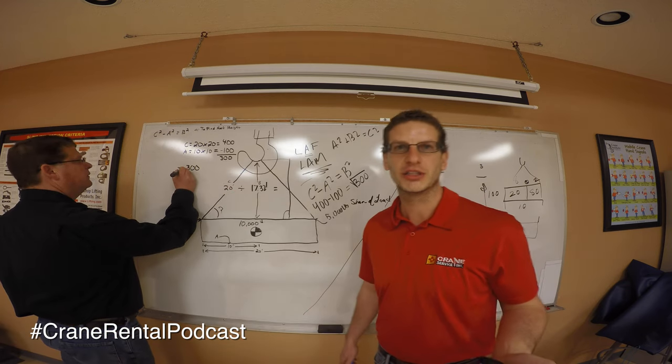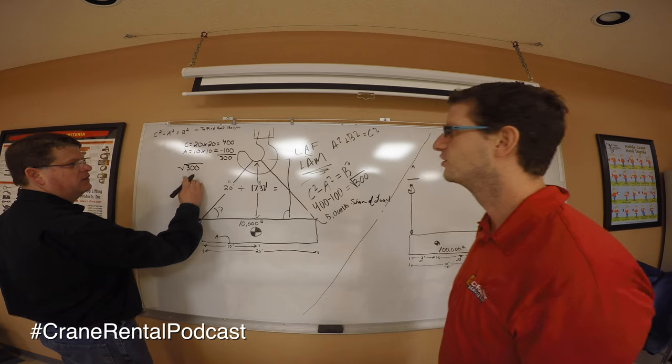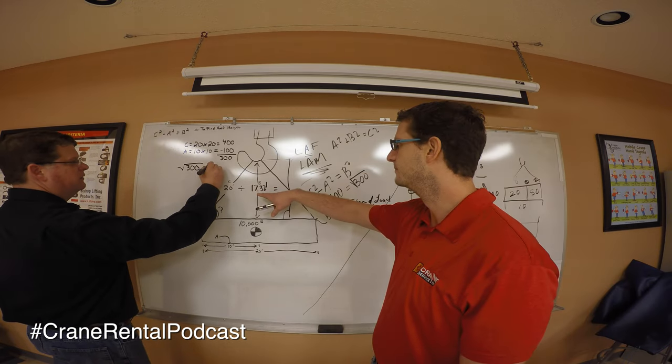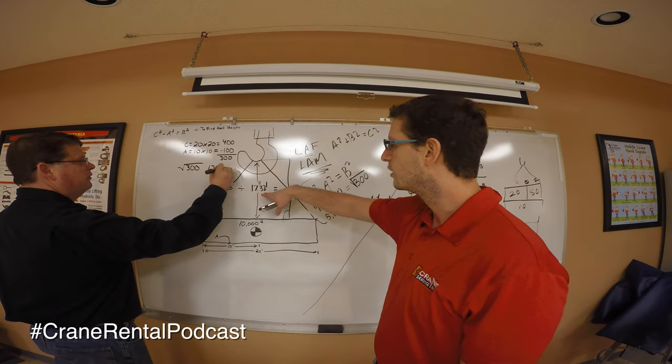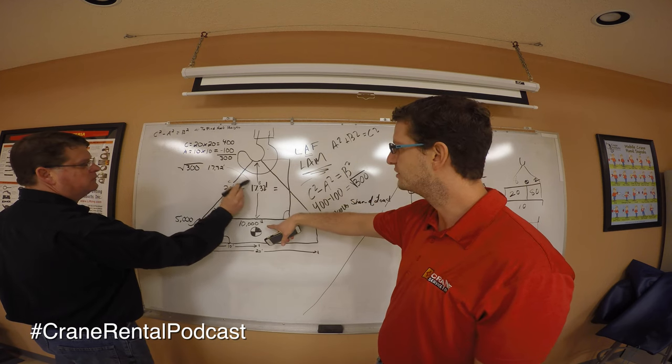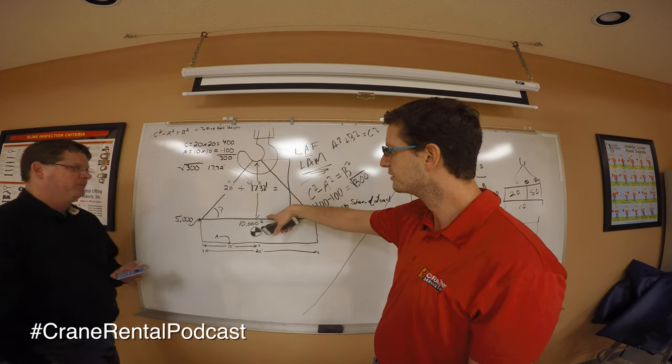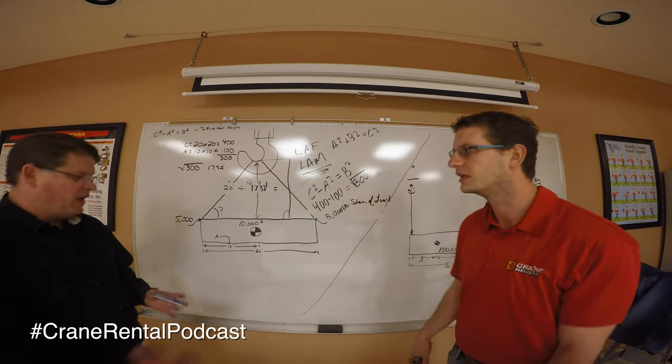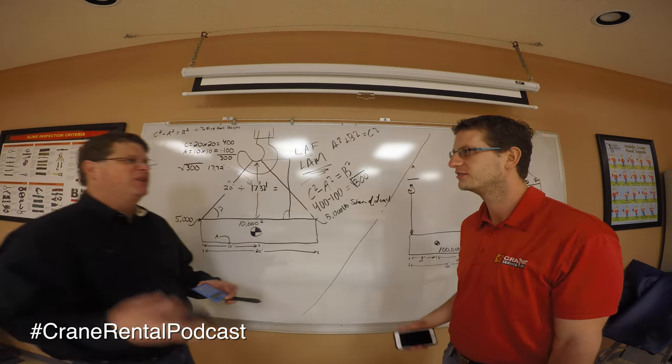17.32 feet. Square root of 300. So what that basically tells us is our hook height in relation to the load is 17.32 feet. Okay, so why does this matter? Well, let me show you why this matters.